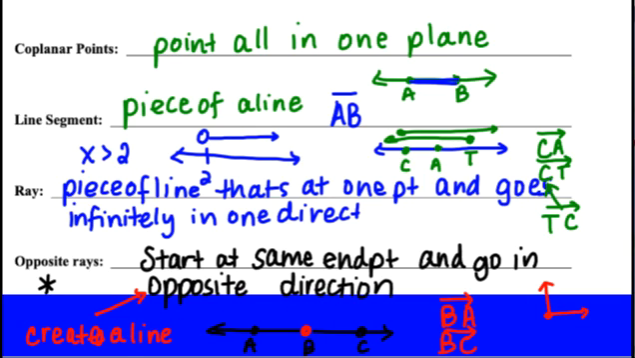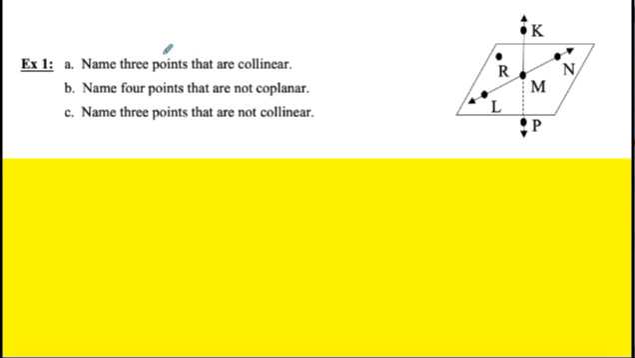Okay, so now let's look at some pictures. It says, name 3 points that are collinear. So let's remember, collinear points have to be on the same line. Looking at this picture over here to the right, L, M, and N, those are points. Remember, we just used the capital letter. Those are collinear points. You could also say that K, M, and P are collinear points. Again, they're all on the same line.